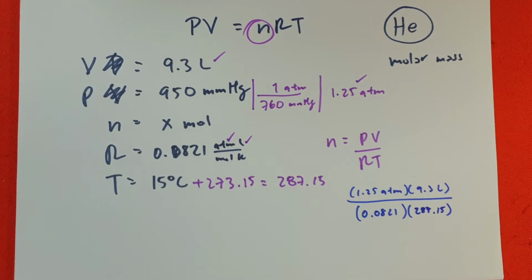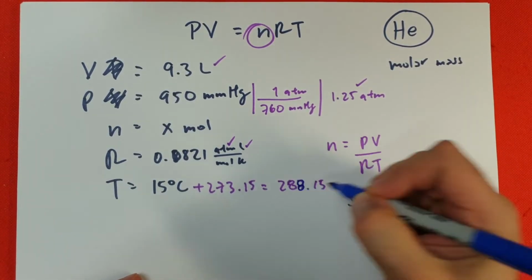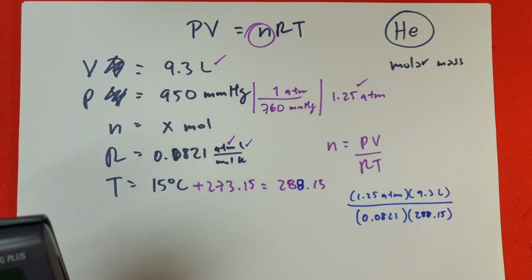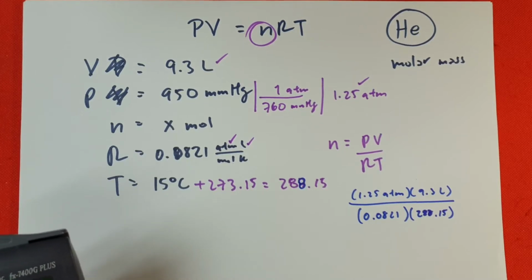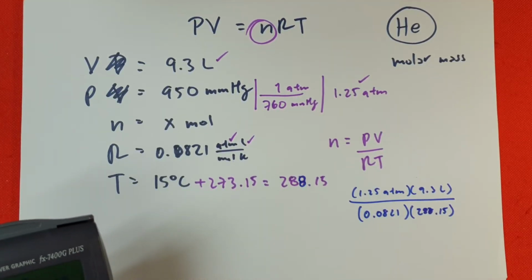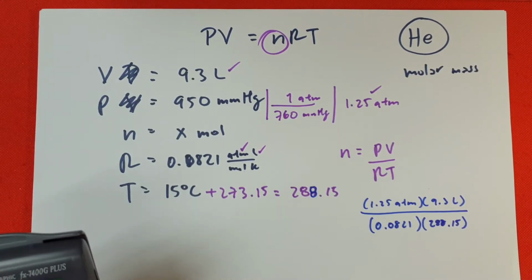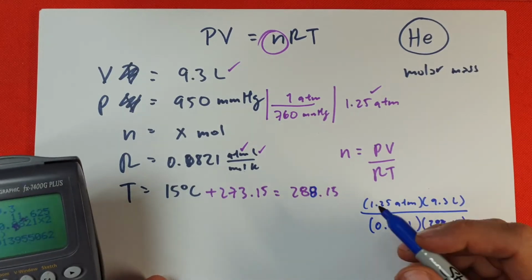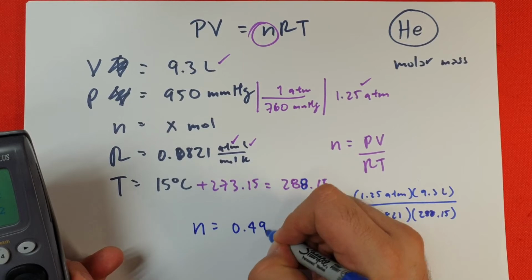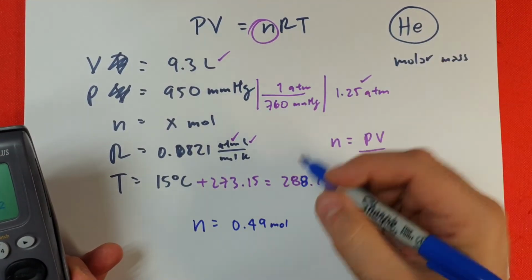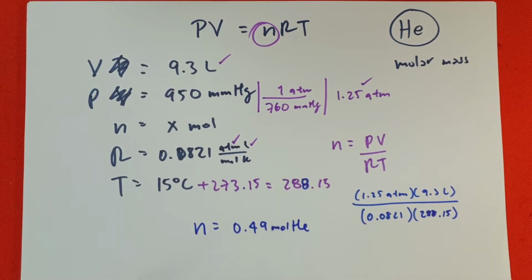And we're going to get 288, because that will give us a little difference right here. So we say 1.25 times 9.3 divided by 0.0821 times 288.15. And we're going to get n is equal to 0.49 moles of what? Helium, which was given. That's not our final answer because it's asking us for grams, so we would reach for our periodic table.